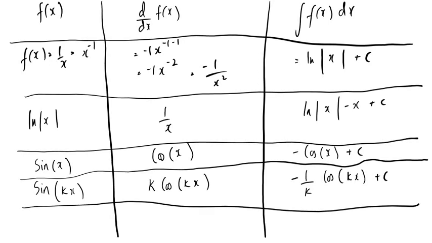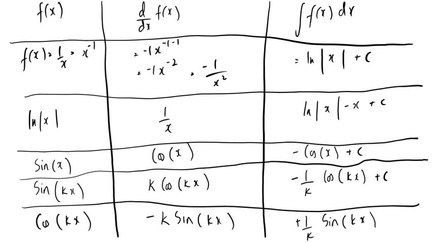So we'll do cos kx. Now cos kx, when you differentiate it, we know that it is minus k sin kx. But when you integrate it, we get positive 1 over k sin kx plus c. We'll do a few more examples.